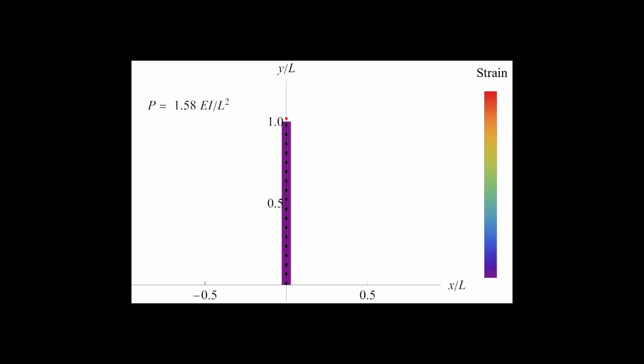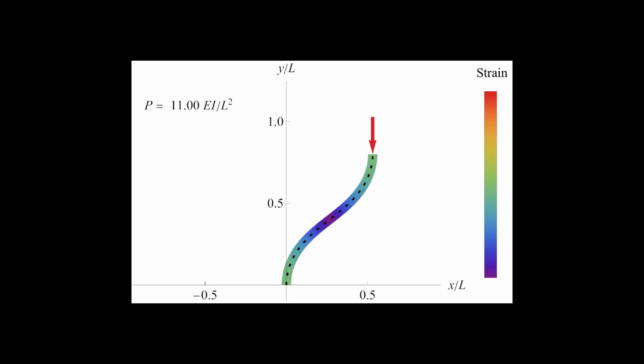Let's watch an animation of this scenario. Note that the column buckles near 9.87 EI over L squared instead of 2.47 EI over L squared, and the shape of the buckled column is dramatically different.